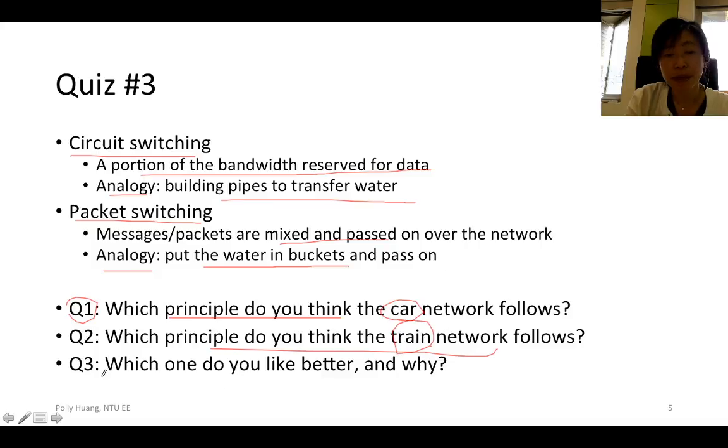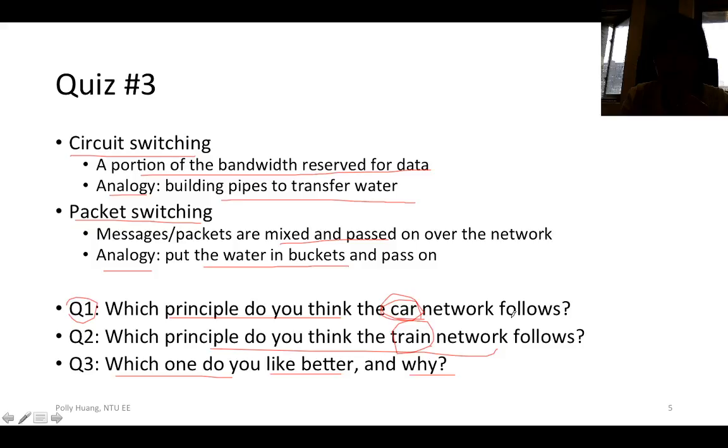And last one here. I'm asking you generally, circuit switching versus packet switching. Which one do you like better? And do tell me why, okay? And of course, if you tell me that the car network is more like packet switching, also tell me why you think so. If you think the train network is also more like packet switching, tell me why. And that concludes today.